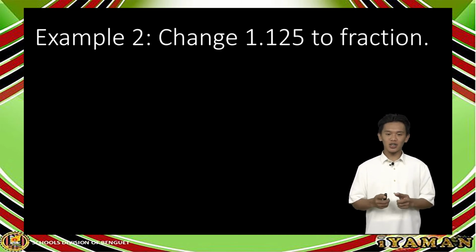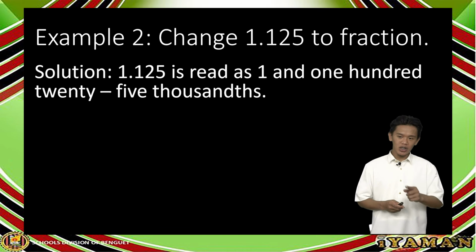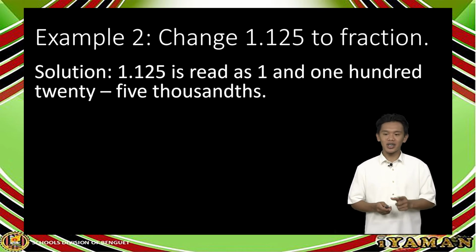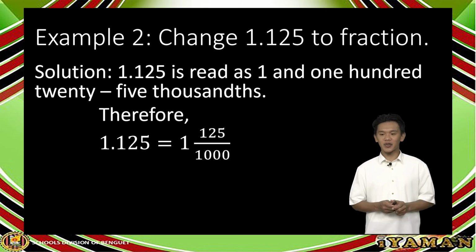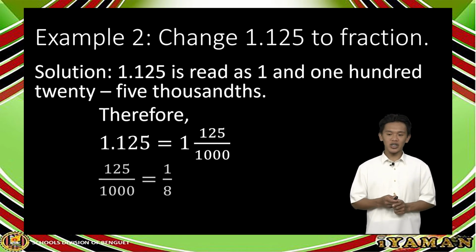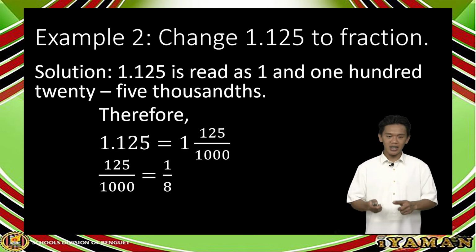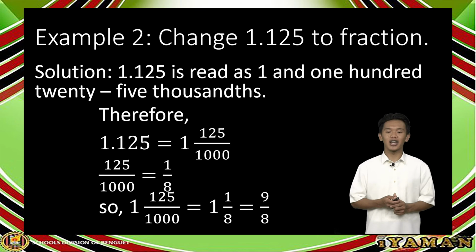Let's have another example. Number 2, change 1.125 to fraction. So in changing that one, 1.125 is read as 1 and 125 thousandths. Or, that is your 1 and 125 over 1,000. So, 1.125 is equal to 1 and 125 over 1,000. Since again, you need to simplify the given fraction, by simplifying that one, we have 125 over 1,000 is equal to 1/8. Combining the whole number, we have your 1 and 1/8.